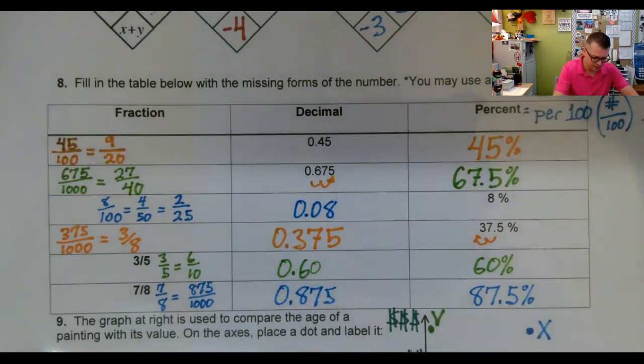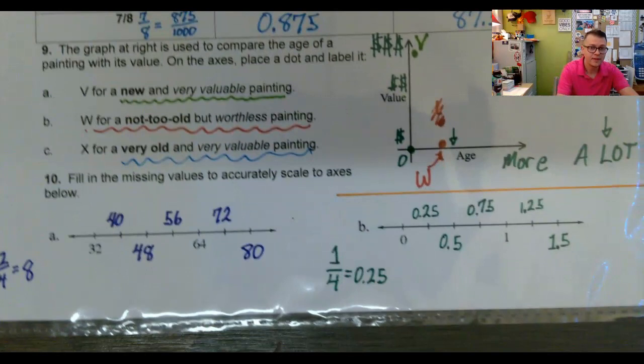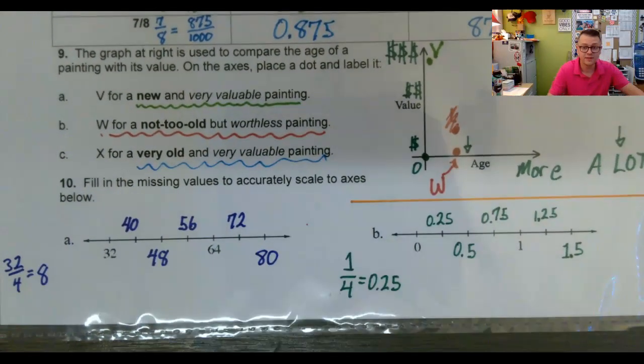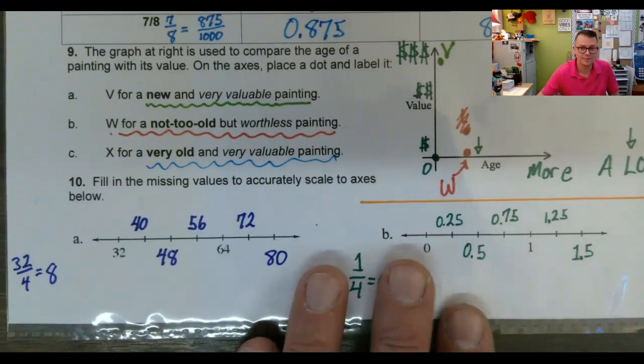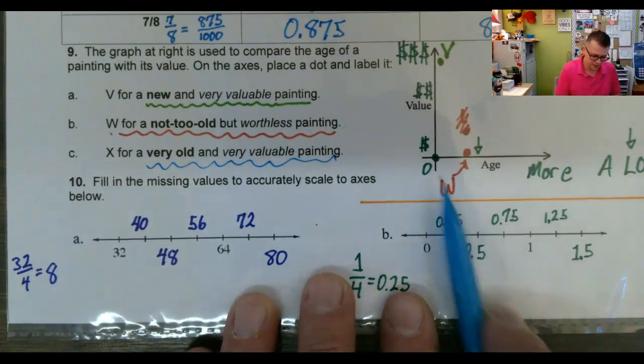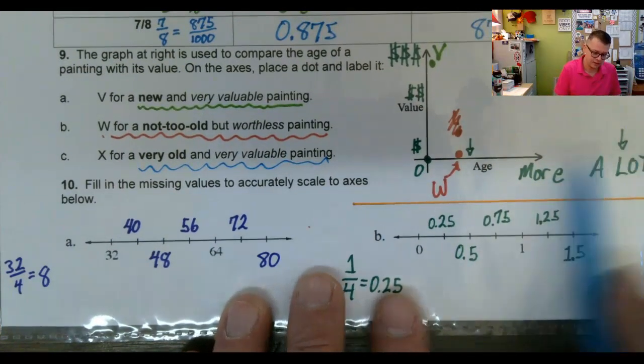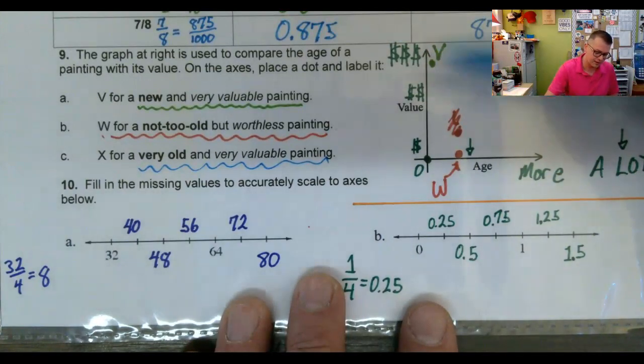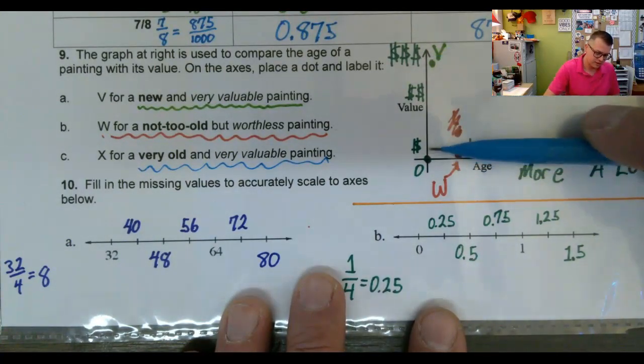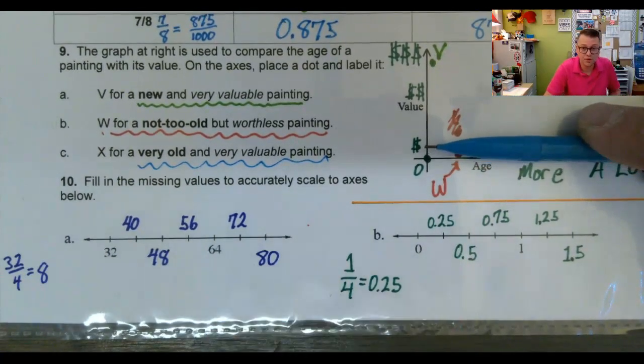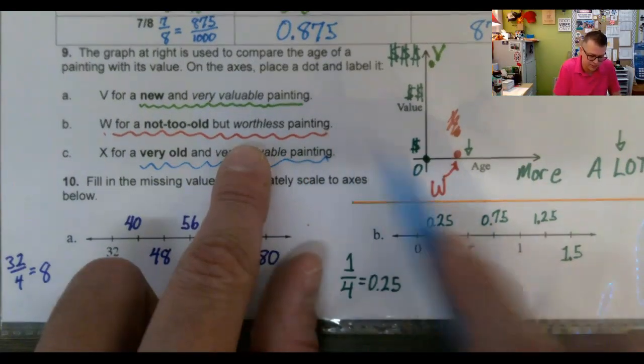And I think most of us got 9 and 10 correct. So I'm just going to show those here and cut the video off because I got people in the hallway waiting to come in and ask me questions. So remember, when we get out here, there's more age. When we get up here, there's more value. So the closer we are to 0, the newer or the more worthless it is. So like when we have this worthless painting.